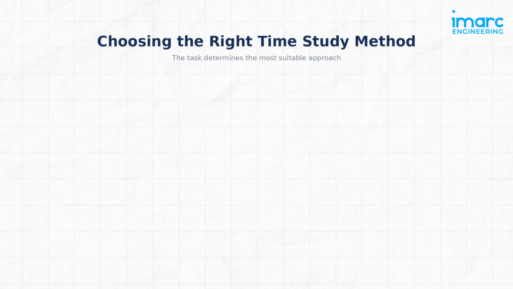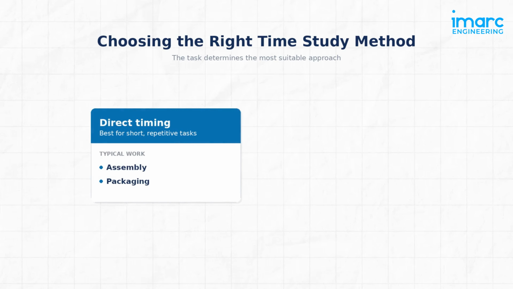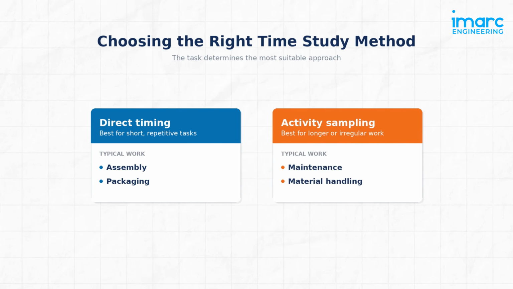The time study then measures how long a trained worker should take to complete the task at a normal working pace. For short, repetitive tasks such as assembly or packaging, direct timing is the most commonly used method. For longer or irregular work, such as maintenance or material handling, activity sampling is more suitable.